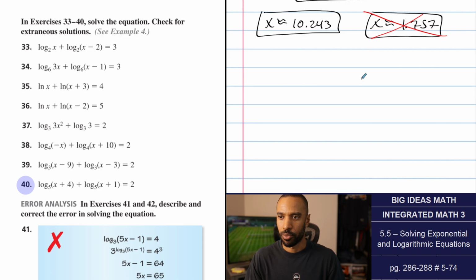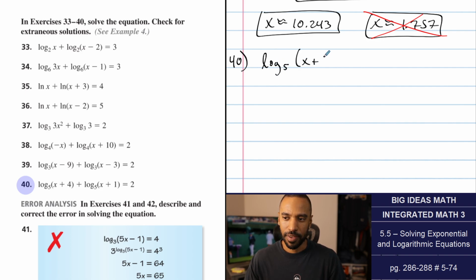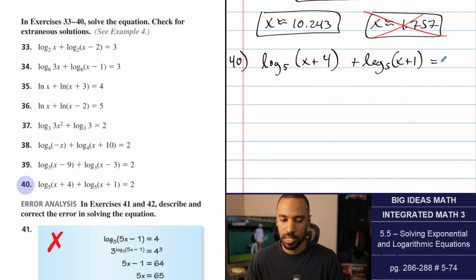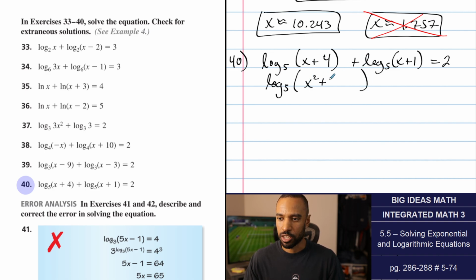Only a little past halfway. I just realized that. I feel like we've been doing a lot of drill and kill, but they still have steps within, right? Log base 5 of x plus 4 plus log base 5 of x plus 1, same base, we can condense them, equals 2. If you notice what happened last time by condensing it, we distributed. So x squared plus 5x plus 4 equals 2.